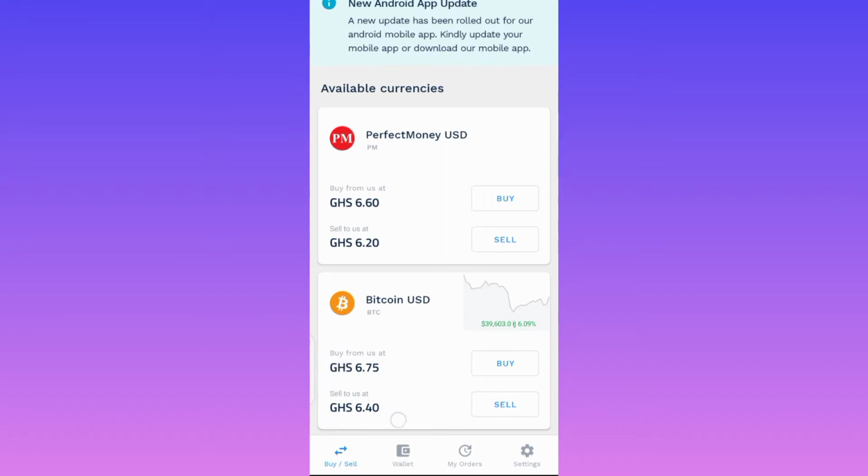And here, if you want to sell Bitcoin, payplux will buy it at the rate of 6 cedis 40 pesewas per dollar. I hope that does not confuse you. So let's go straight forward, or let's focus on what we are doing. So I'm tapping here to buy Bitcoin.